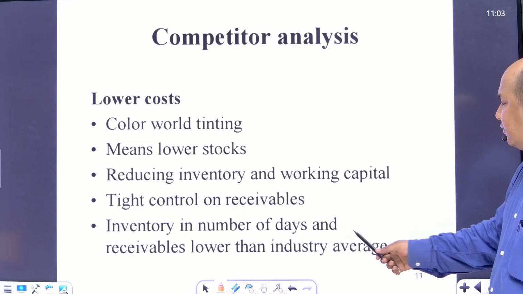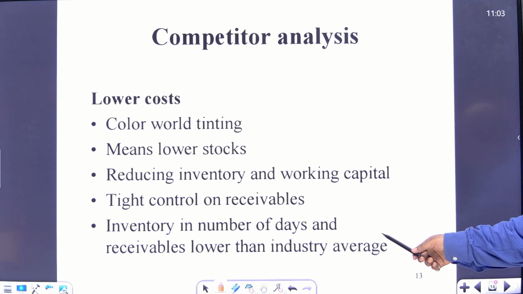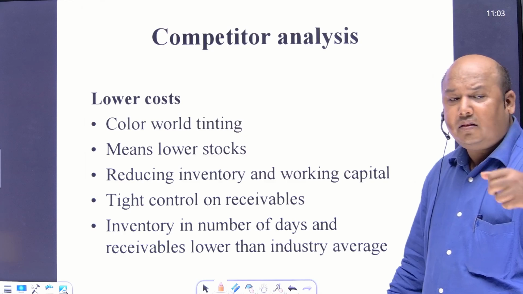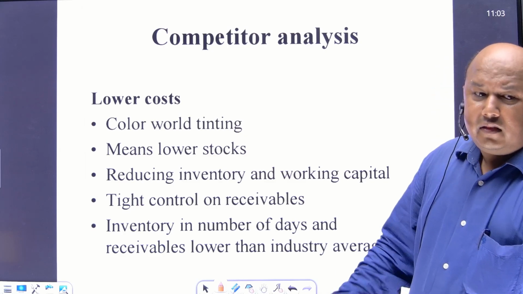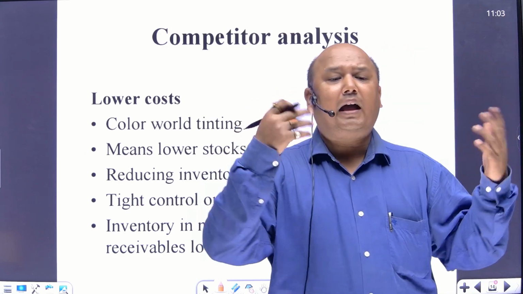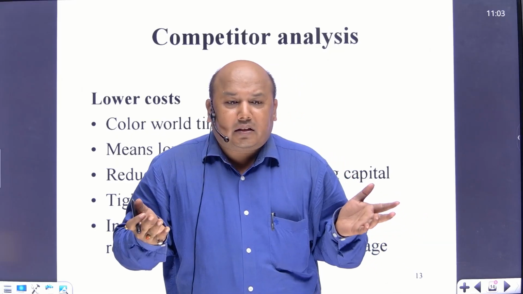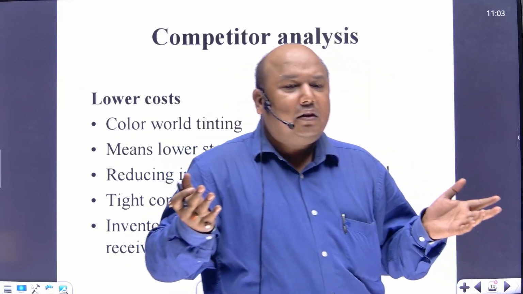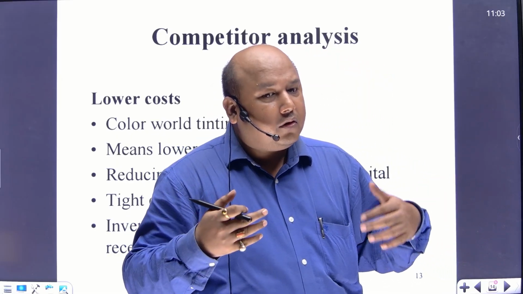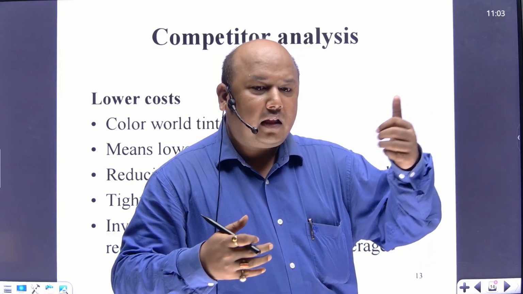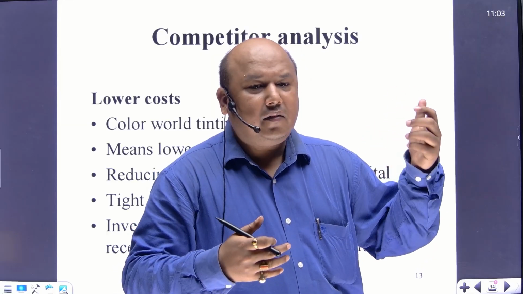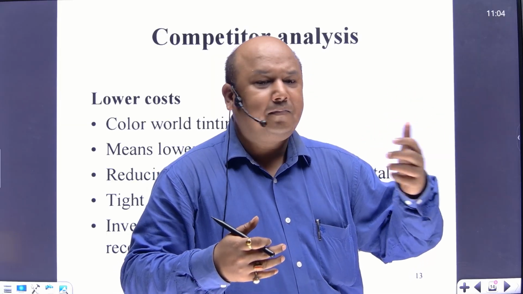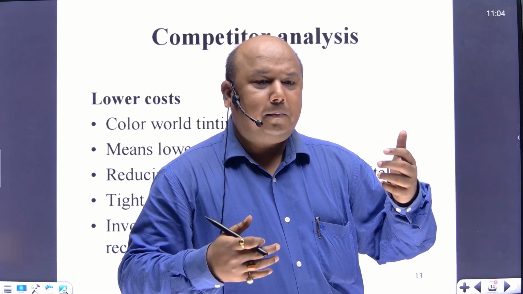Inventory in number of days and receivables are lower than the industry average. So they are beating this outdated industry. They are using IT. When you use IT, automation is the key. When you are reducing human intervention and doing automated things, now we are having mobile applications, we are having inventory management systems, we are now living in a process.